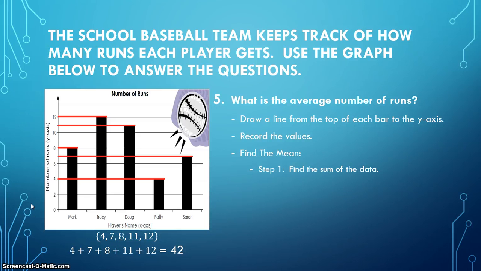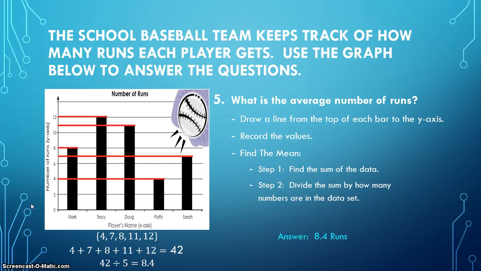Now that we have our sum, we're going to divide it by how many numbers we have. If we take a look again, we have 4, 7, 8, 11, and 12, which makes 5 numbers. So we're going to take that 42 and divide it by 5, in which case we end up with 8.4. So our average, or in this case mean, is 8.4 runs.